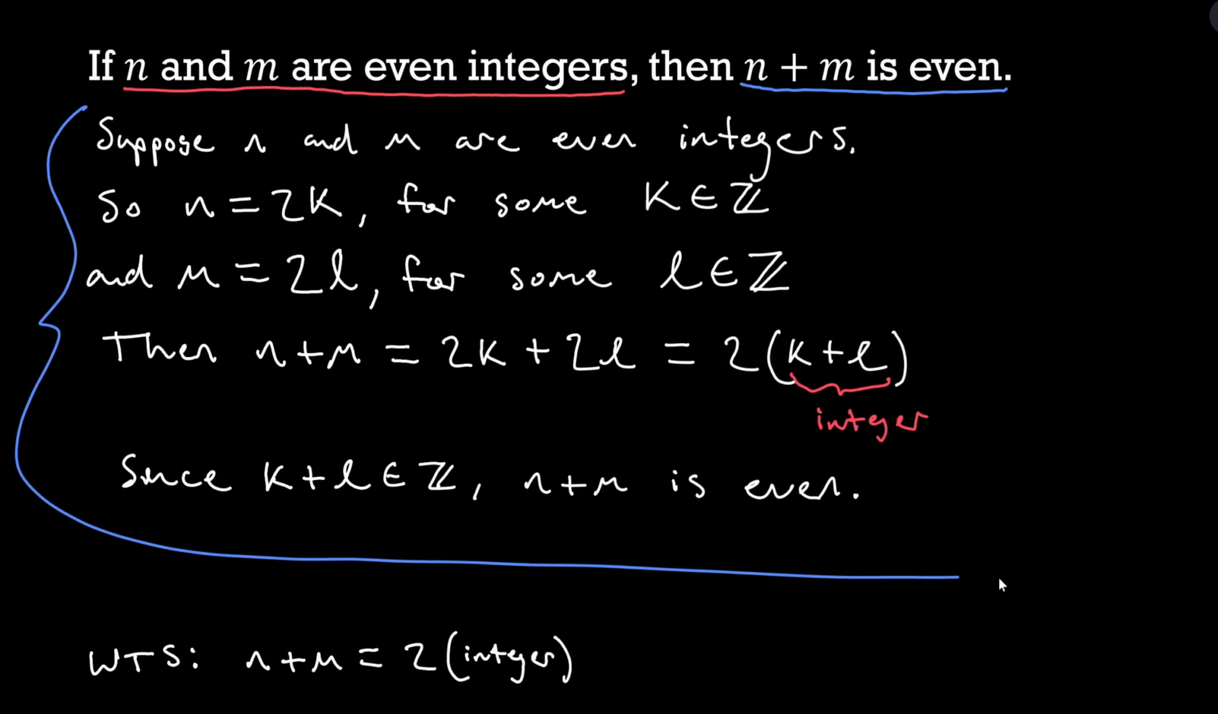So again, our strategy is to assume the if statement and unpack what that means based on the definitions. So n equals 2k, m equals 2l. Then think about what the then statement is and what exactly we want to show. And then we try to work down and show what we want to show. So let's try this with the next example.